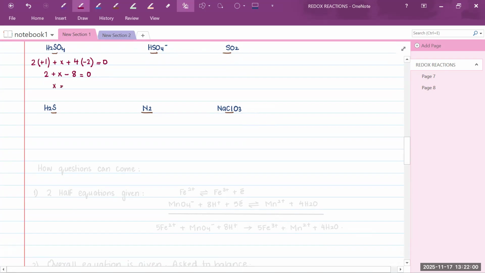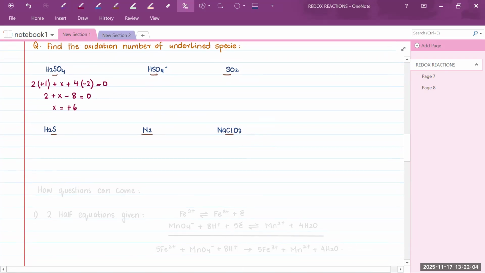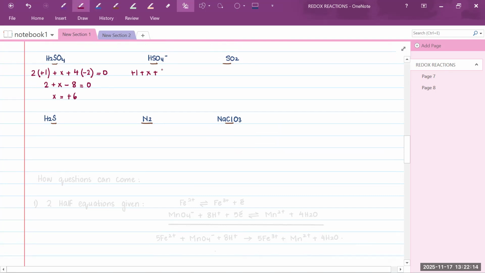X is equal to +6, right? Moving on with this, we know the oxidation number of hydrogen is +1. We don't know the oxidation number of sulfur. We know there are four oxygen here, and on each there is an oxidation number of -2. The overall charge on the compound is not 0 here, as we can see it is -1, right?